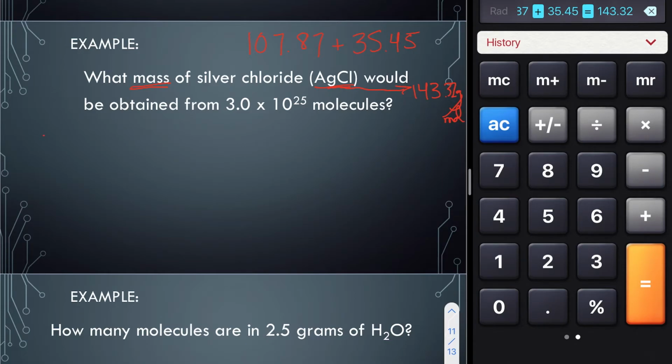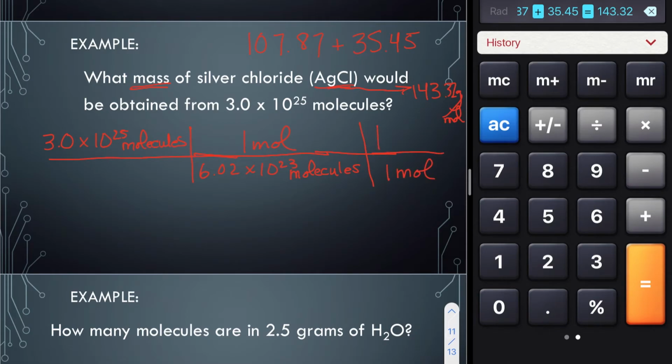So I start my conversion factor, 3.0 times 10 to the 25th molecules. Now I know for every 6.02 times 10 to the 23rd molecules, that is equal to 1 mole. And I also just found out that for every 1 mole, silver chloride has a mass of 143.32 grams.